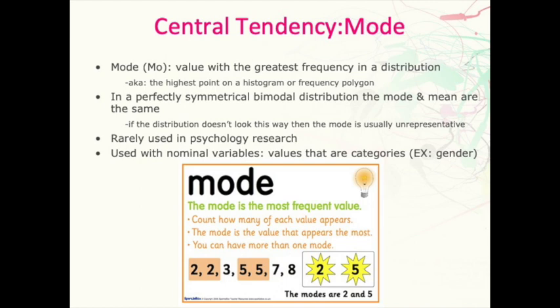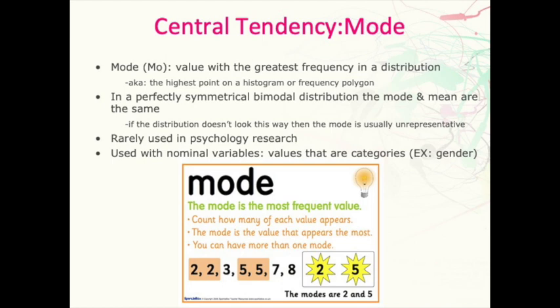It's used with nominal variables, so variables that are categories like gender, eye color, favorite sports team. When people are responding to your survey questions in words, you have nominal variables. We'll talk more about the different types of variables later. The main thing you need to know is the mode is the value with the greatest frequency in the distribution.